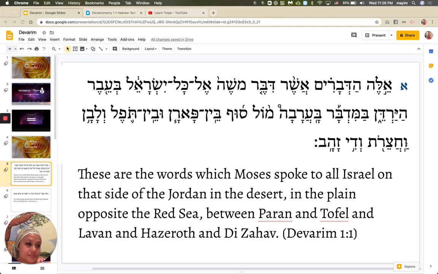Okay. And then we have a vav right here with a patach. So this says va. And then we have a chet right here with a chatef patach. So it says cha. This is the secondary accent mark, this vertical line, this meteg. Va, cha. And then we have a tsadi with a tsere. So it says tse. And this is a resh with a cholem. So this is o. So this is ro. And this tav closes the syllable.